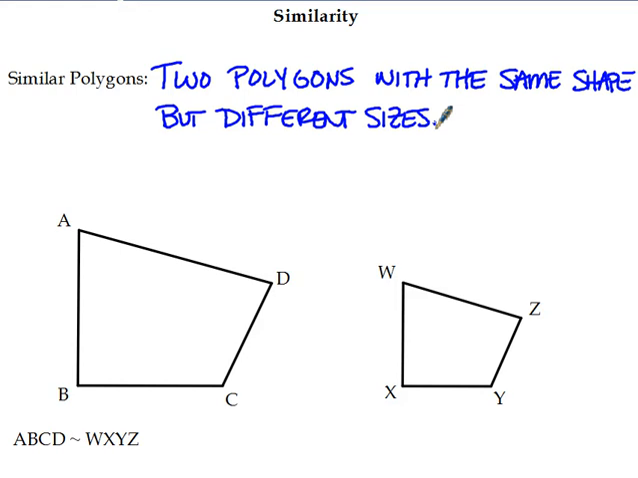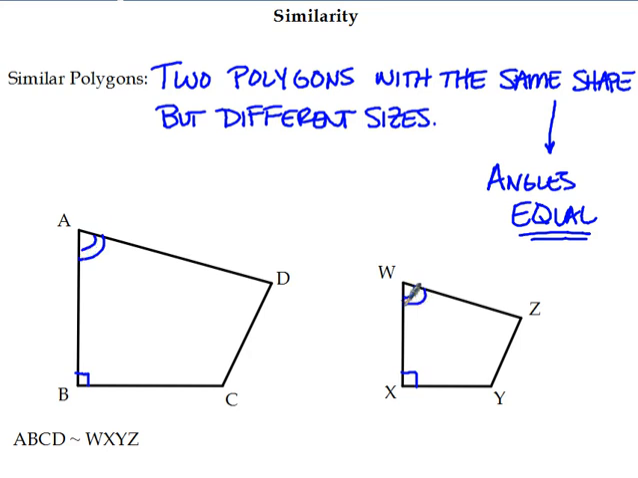So what that means is these two polygons down here are similar. They have the same shape. So if they have the same shape, that means that their angles are going to be equal. So the angles are still equal in similar polygons. So if this one over here is a right angle, then that means that this one's going to be a right angle. And no matter what A is, W will be the same. And D will be the same as Z, and Y will be the same as C. So angles are still equal. That's what keeps the shape the same, because it keeps the polygon in the same shape.